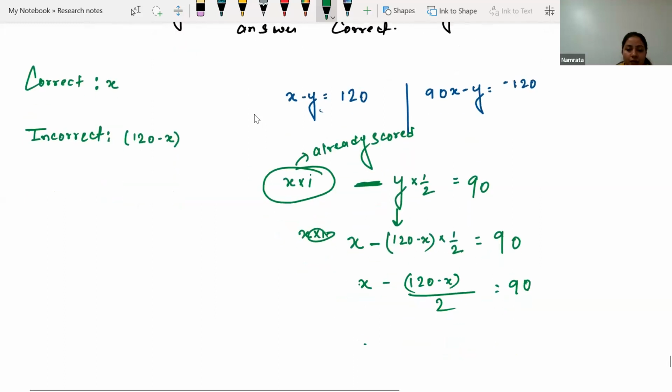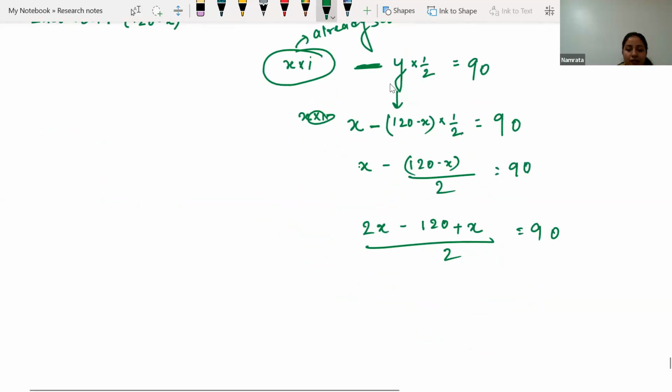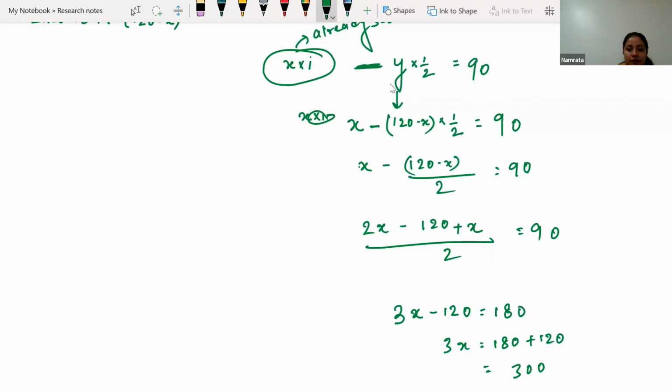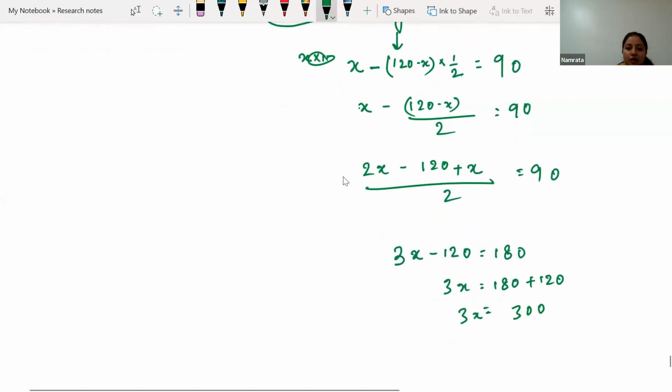Now it became twice X minus (120 minus X). If we open the bracket, please be careful, 120 minus X will become 120 minus 120 plus X by 2 is equal to 90. This 2 will go to the other side, so we will have 3X minus 120 in the numerator, is equal to 180. So 3X is equal to 180 plus 120, that is 300. 3X is equal to 300. We ended up getting a linear equation.